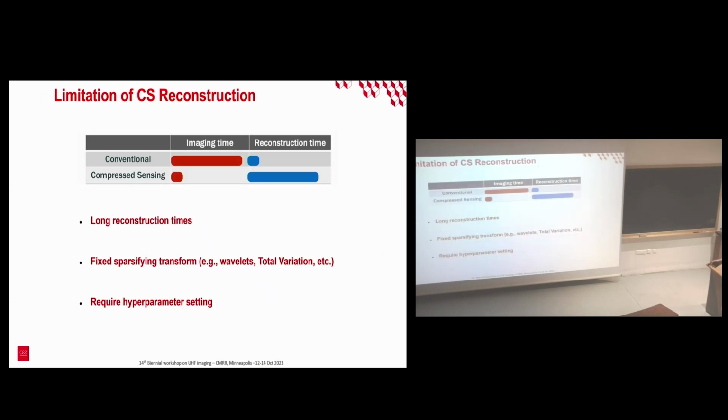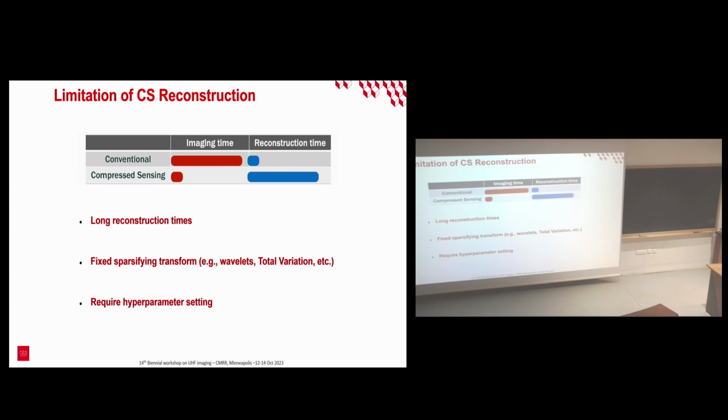So what you need to retain at this time is that, okay, in conventional imaging, you collect full K-space samples, and reconstruction is super fast, it's just applying an inverse fast Fourier transform. In the opposite, in compressed sensing, you shorten the acquisitions, but you transfer the complexity to the reconstruction task. So you have long reconstruction times, also an uncrafted sparsifying transform.